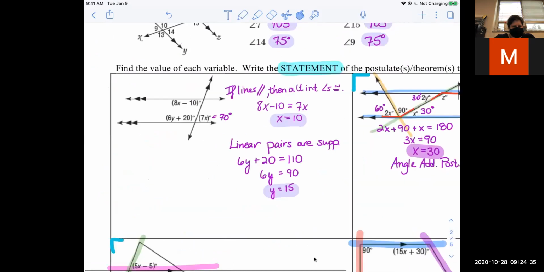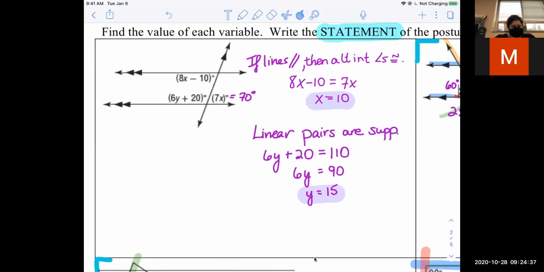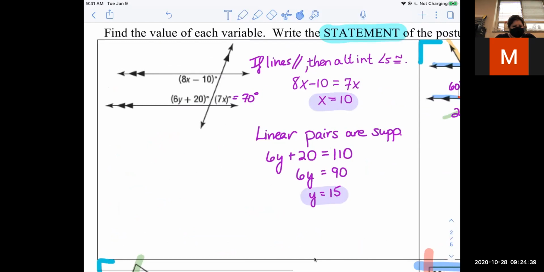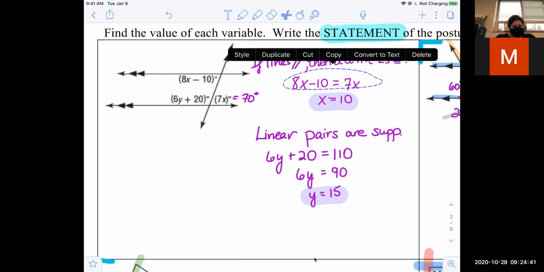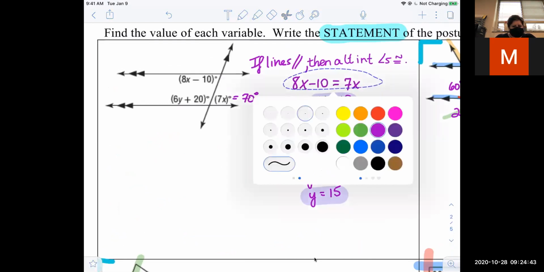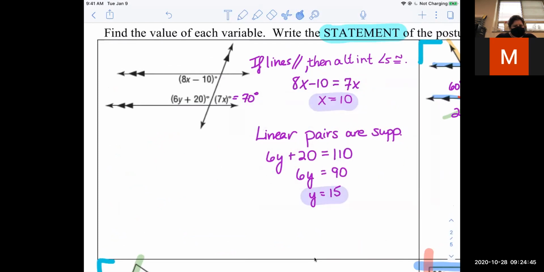This one? Yeah, I showed that. But that's okay, you can check it. Again, you want to make sure you're writing the statements. If lines are parallel, then alternate angles are congruent, or linear pairs are supplementary, or vertical angles are congruent, whatever the reason is that makes your equation true.